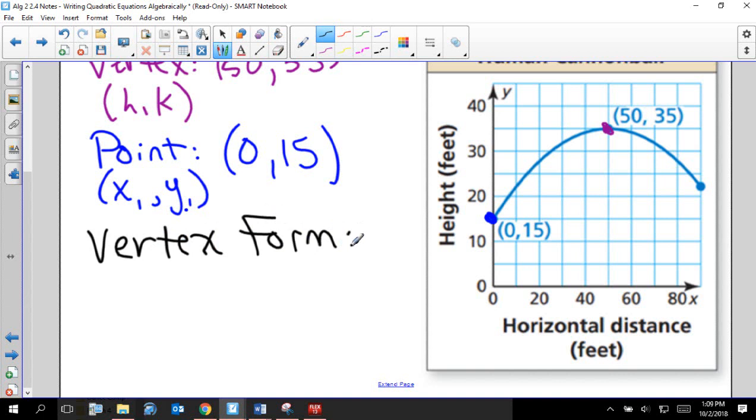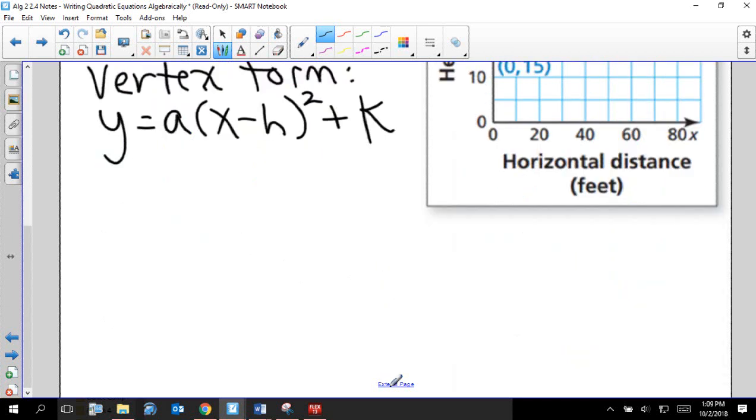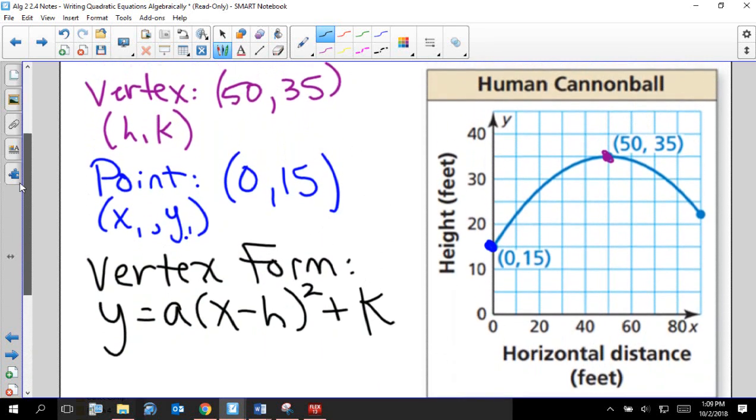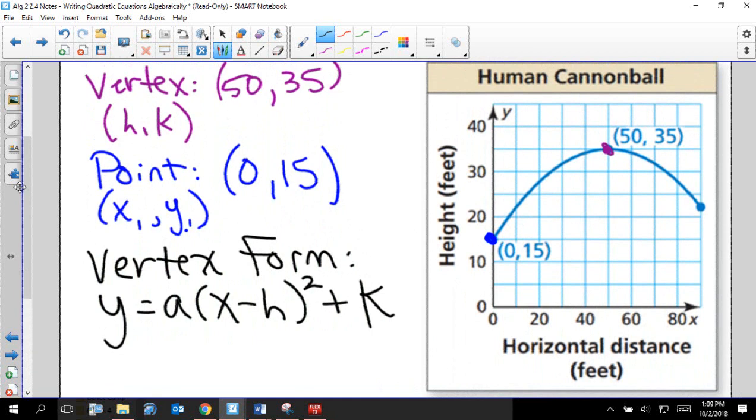So vertex form. Do you have it memorized? Then write it every single time. y equals a, parentheses, we're not going to worry about the b for this, x minus h, close parentheses, squared, plus k. If you don't have it memorized, write it every single time.